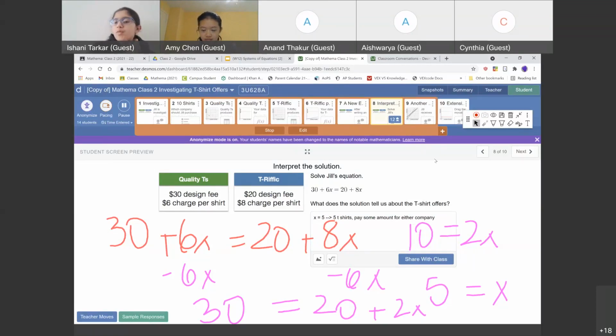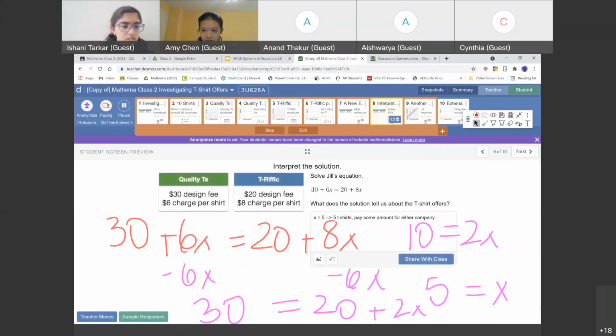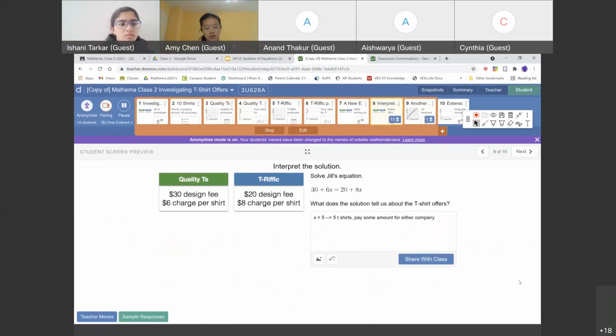So this would be the point where Terrific and Quality Tees switch places as to which one is the best offer. It would also be the place where the two lines we graphed intersect, because when they intersect, the x and y coordinates are the same, which means it's the same number of t-shirts, but they also cost the same.